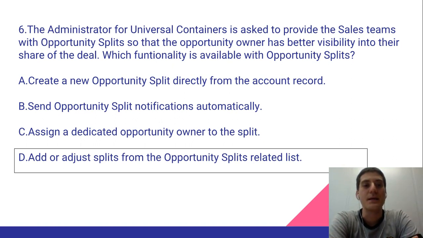And so it doesn't make sense to assign a dedicated opportunity owner to the split, or to create a new opportunity split directly from the account record. When you're thinking about visibility, you're thinking of a list. Okay, so that's the best way I can explain that. I hope this video has been helpful, and these are the 6 questions that you'll get on your test.